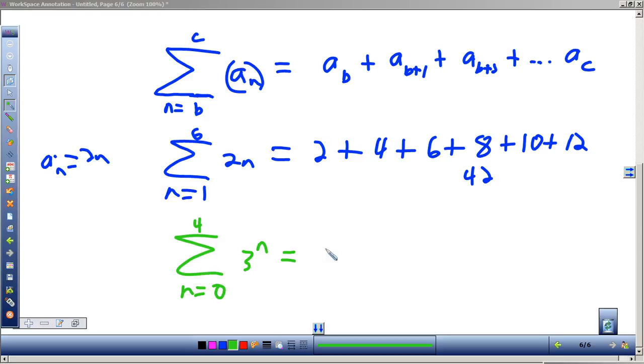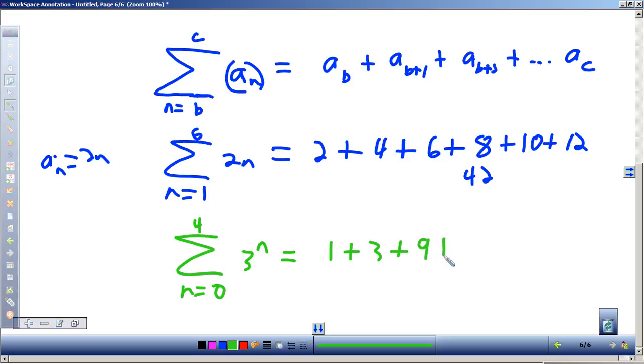So if we plug in 0, what are we going to get? 1. So you have 1 plus, plug in 1, plug in 2, plug in 3, plug in 4, 81. So I see you've got 90, so 30 is 120, so I get 121.